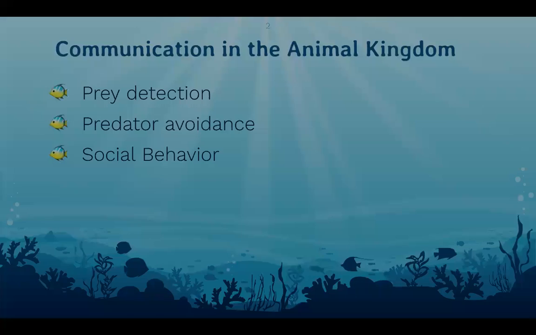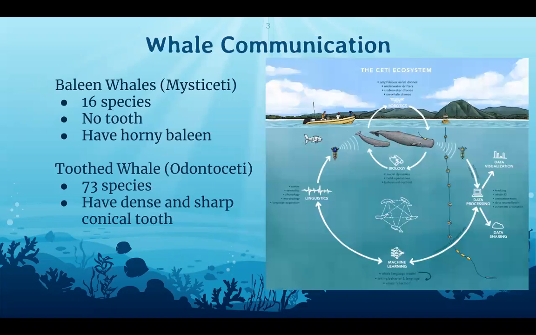Generally, there are two groups of whales: baleen whales and toothed whales. The main difference between these two whales is the structure of the head. There are 16 species of baleen whales and 73 species of toothed whales. Their communication methods and their utilization of vibration are different.